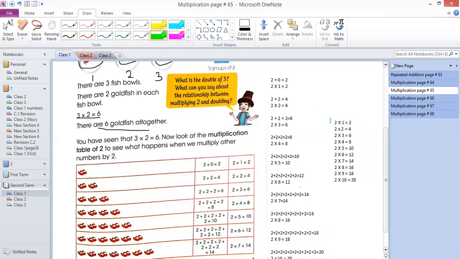1 times 2 is equal to 2. That means if there is one group of 2, the total objects are 2. 2 times 2 equals 4. That means if there are 2 groups of 2, the total objects are 4.